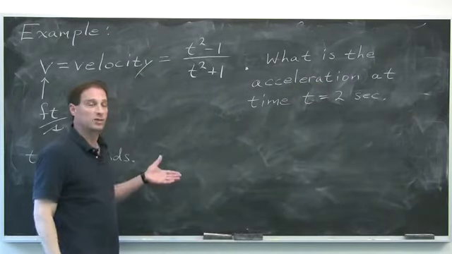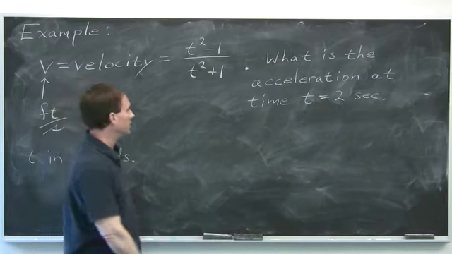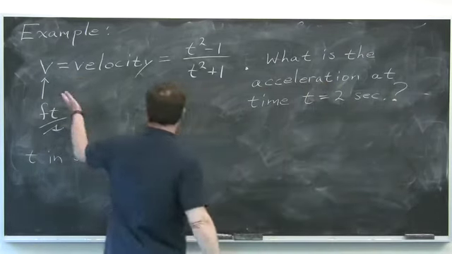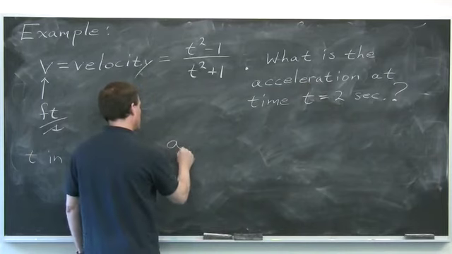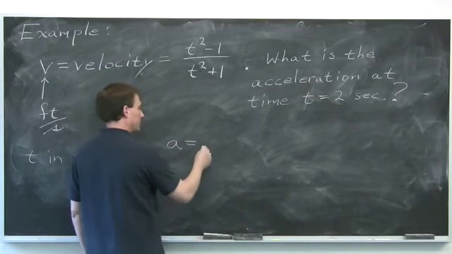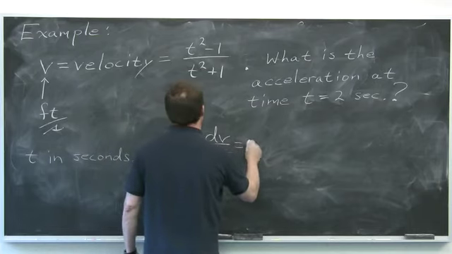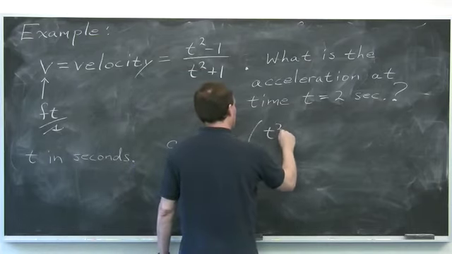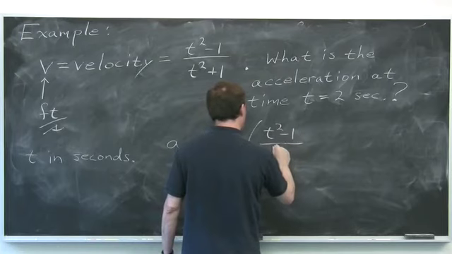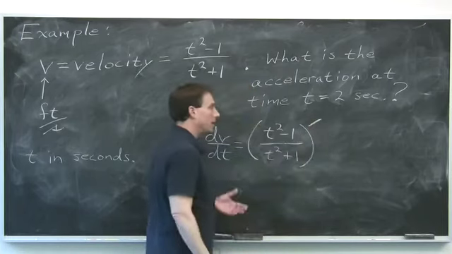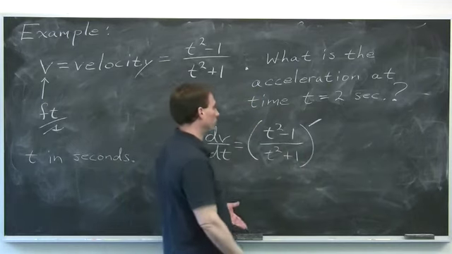Well, acceleration is the instantaneous rate of change of the velocity. But we've got the velocity, so the acceleration at any time is the derivative of the velocity with respect to time. That is t squared minus 1 over t squared plus 1, prime. And now you use the quotient rule.